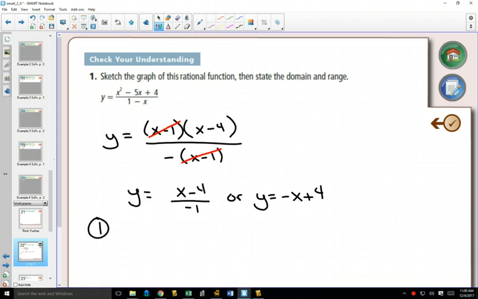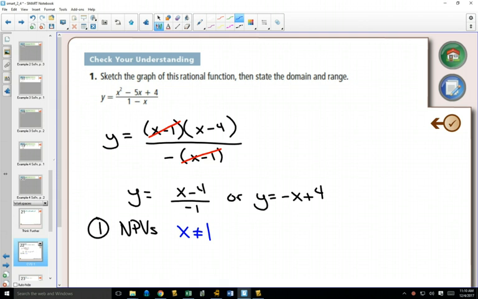So number 1 was our non-permissible values. Do we have any non-permissible values? X can't equal 1. Again, we don't look at the simplified version to find our non-permissible values. We look at our original equation, and in our original equation, if you plug in 1 for x, you'll be dividing by 0. And so that is a non-permissible value.